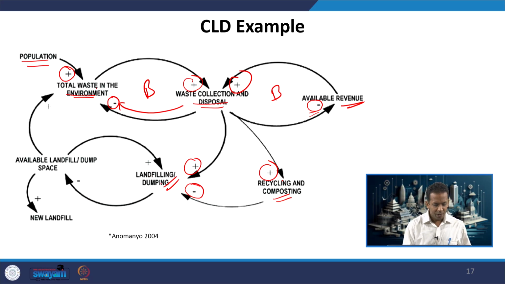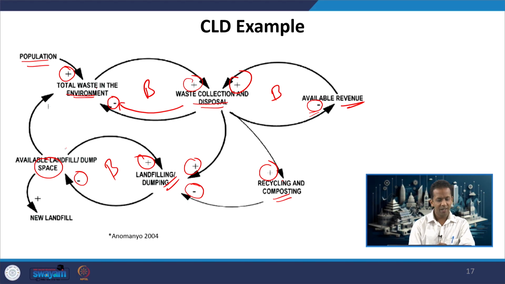Now, if there is more landfilling and dumping, it means the space available for landfill goes down, it reduces. So, more landfilling or dumping of waste will reduce the space available for landfill, but if there is more space available, we can do more landfilling. Again, this is a kind of balancing loop. More landfilling, less space, more space, more landfilling, understood. Just like that, less population and more birth, more population.